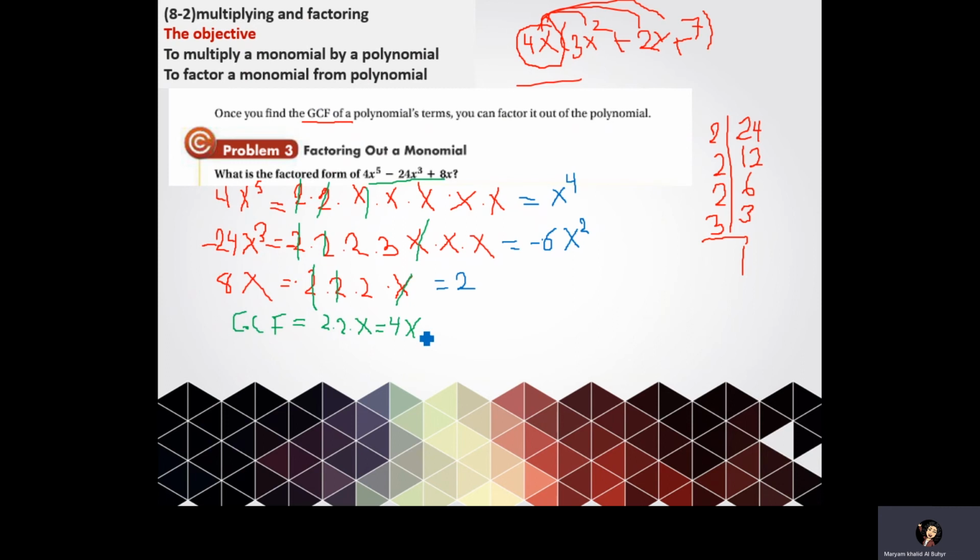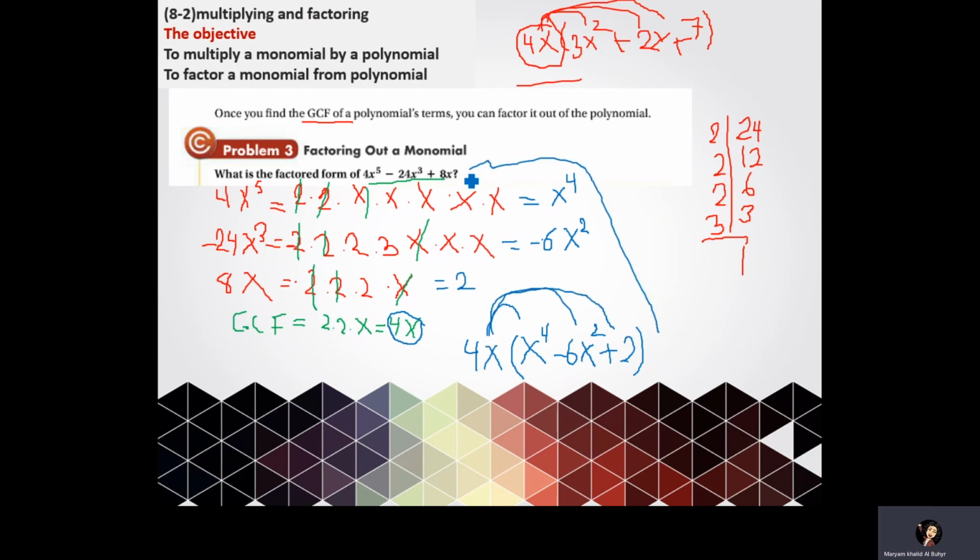Now you are almost done. Take the greatest common factor that you have, then open parentheses and put all these terms inside it. So x to the power 4, negative 6x squared, plus 2. That's it. You are done. Which is exactly the same as this one. If you distribute this, you will go back to this one again. That's the meaning of factor it out.